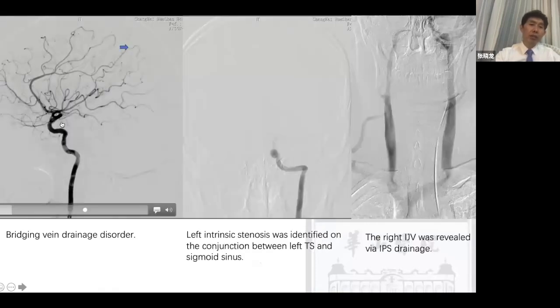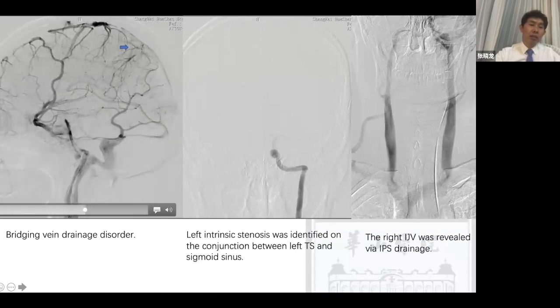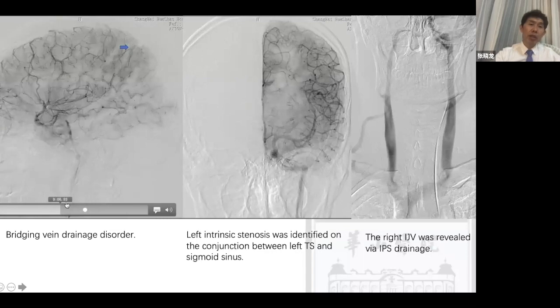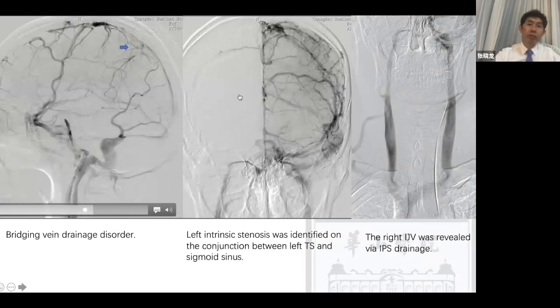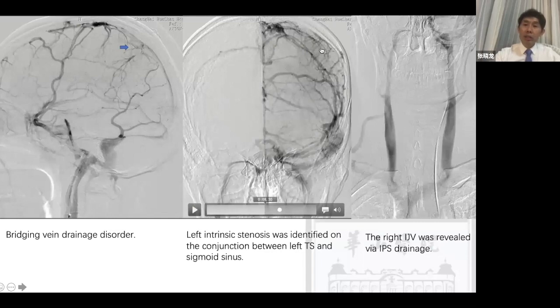How do we know this? This is internal carotid artery angiography at the sinus phase. We can see this brachium cannot flow back freely. It must have something wrong here. From the anterior projection, we can see this is the pure oven and this is the bridge oven. It cannot flow back freely.